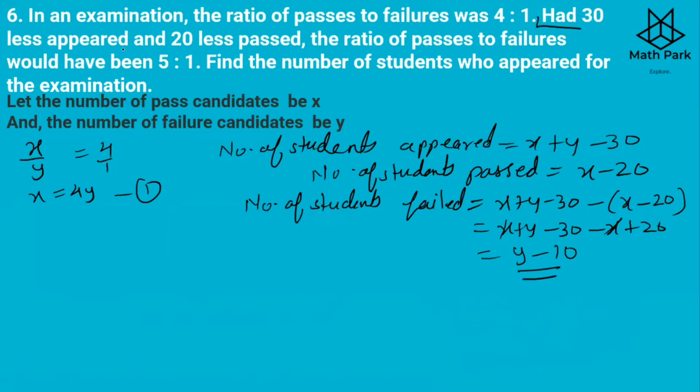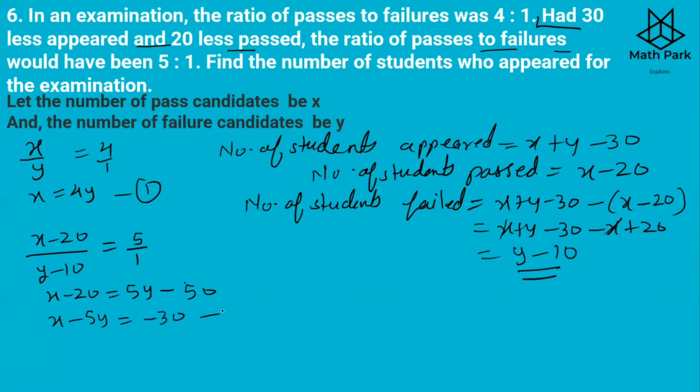Had 30 less appeared, 20 less passed, the ratio of the passes to the failures. So according to the second condition, the ratio of the students passed, X minus 20 are the passed and Y minus 10 are the failures. And now the ratio is going to be 5/1. Okay. So solving this, we get X minus 20 is equal to 5Y minus 5 tens are 50. So you get X minus 5Y is equal to minus 50 plus 20, which is minus 30. This is our equation number 2. Now let us substitute the value of X is equal to 4Y over here.